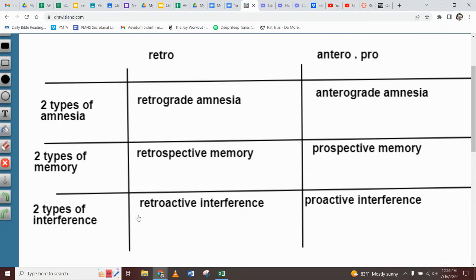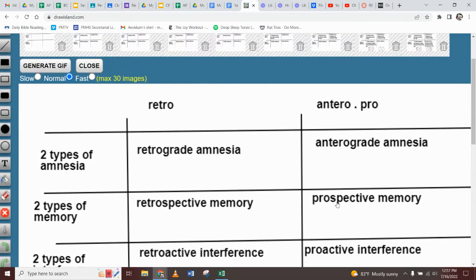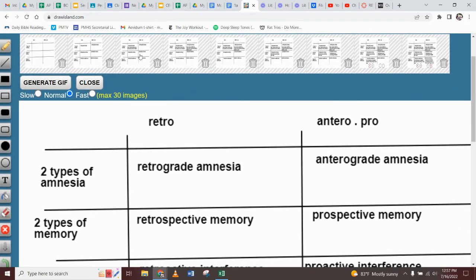And then the interference is called retroactive interference and proactive interference because, again, something that you're learning, first or second, acts on the other thing and kind of gets in the way. That's sort of how those have those names. So see what you can recall. That's your first hint. What do you remember about these words? Okay. And now let's start going over the types of amnesia.